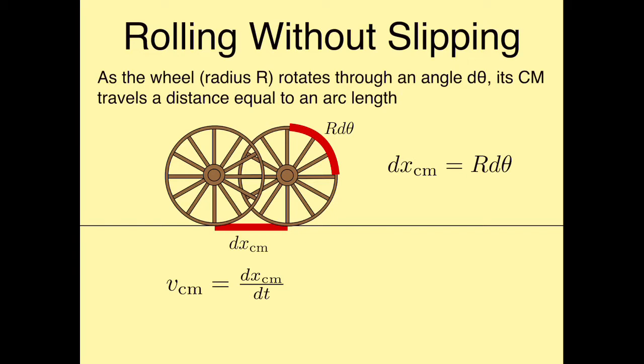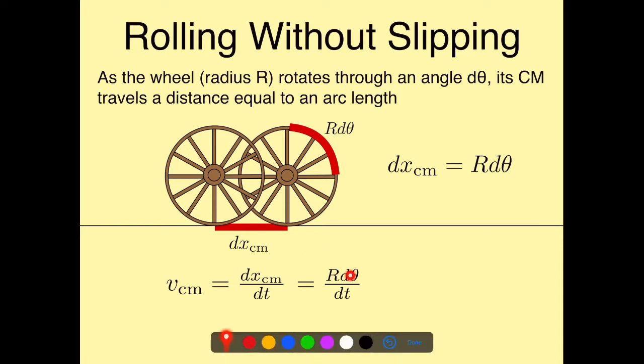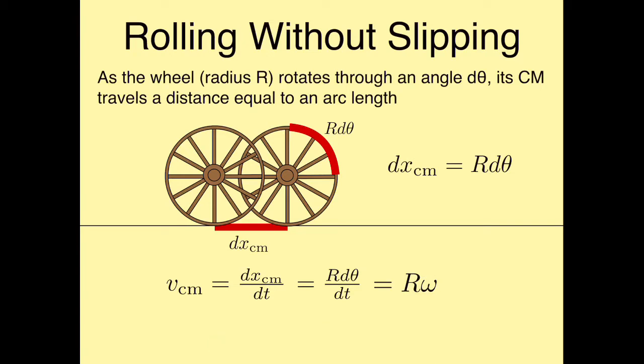Well, that would just be the distance you move, which is dxcm here, divided by the time it takes to do that. And again, the distance, we can replace that with r times d theta, and that's divided by dt. So you should recognize this piece, d theta over dt. What's that equal to? That's what we call omega. In other words, that's the angular speed of the rotation. So there's a relationship between the speed of the translation, vcm here, and the speed of rotation, omega, if you're rolling without slipping.